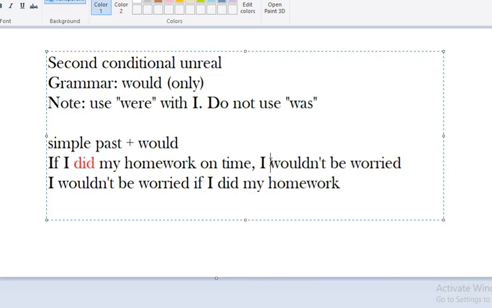And here it's my verb with would plus be. Remember, after a modal verb, we have to put in the base form. And then upside down, wouldn't be, that's my verb, plus did. And still, we have the simple past clause plus the would clause.